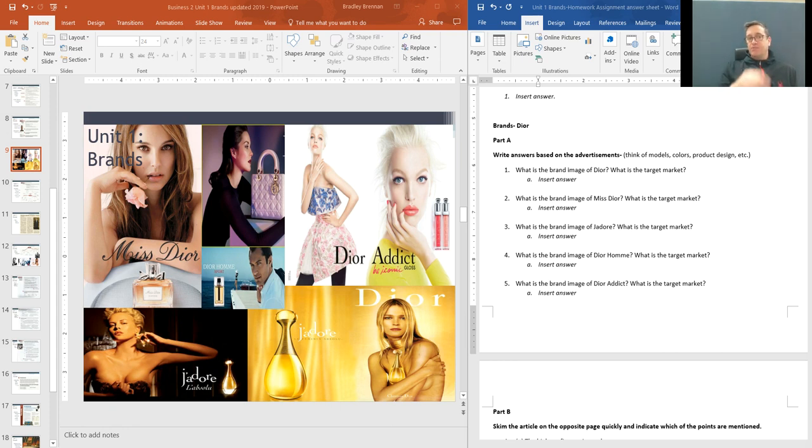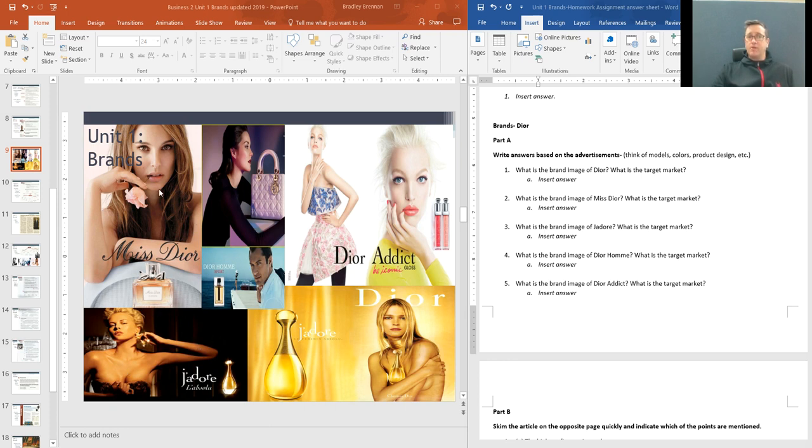Let's come back to Miss Dior in just a moment, because I want to show a different target market, which would be J'adore. So both of these advertisements are for J'adore. It's another fragrance. They're both fragrances, right? But they're for very different target markets. Well, look at the models. The models look different than this model. How do they look different?